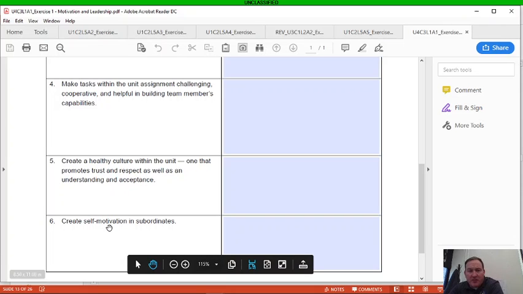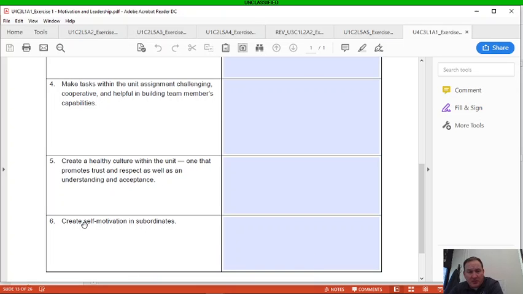How do you create self-motivation in subordinates? We've had that discussion already a couple times. Staff meeting yesterday, we talked a little bit about it. So how do you do that? Where do we find that? Do you have that within yourself? What gets you excited? And again, use that. Understand people are motivated by different things. That's what the lesson yesterday talked about. So how do you help find that for others? And how do you find it for yourself?